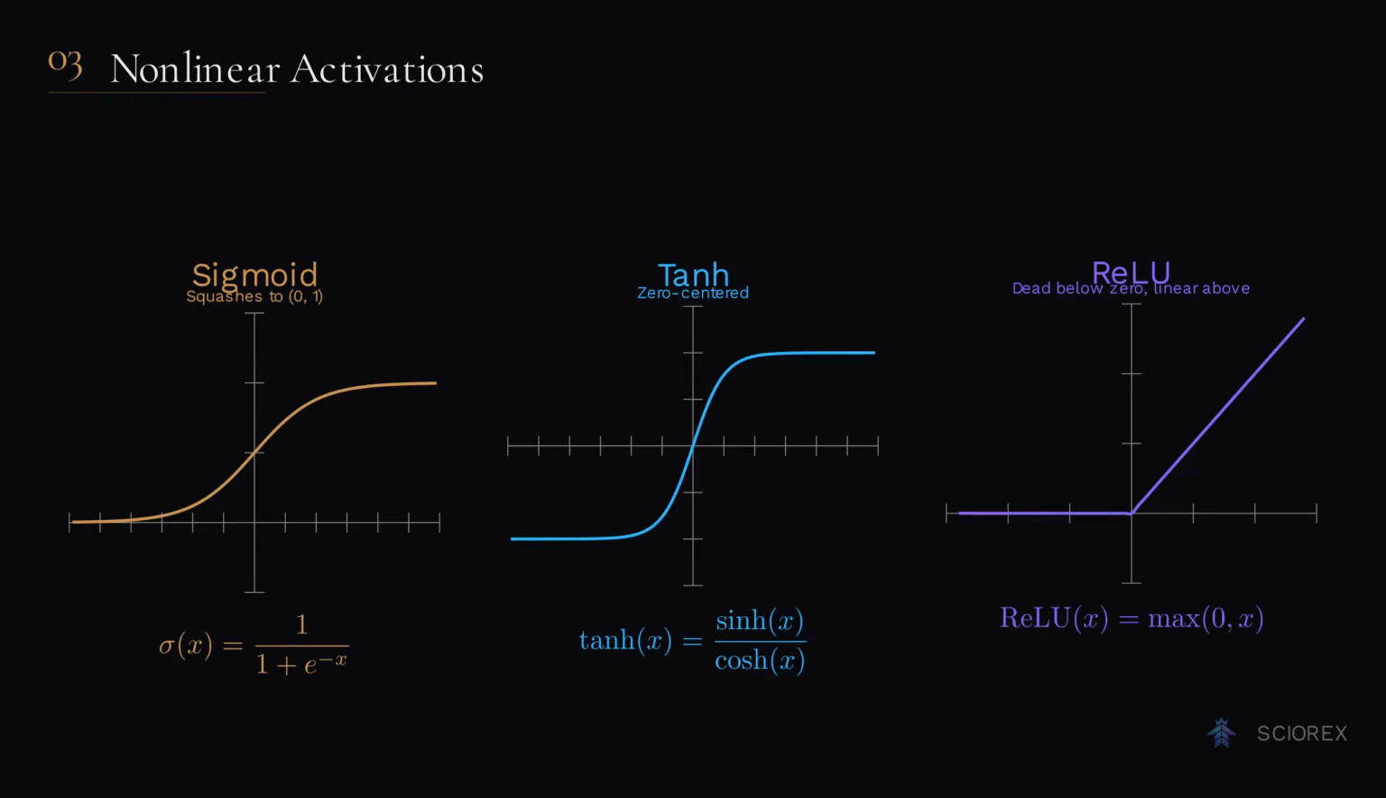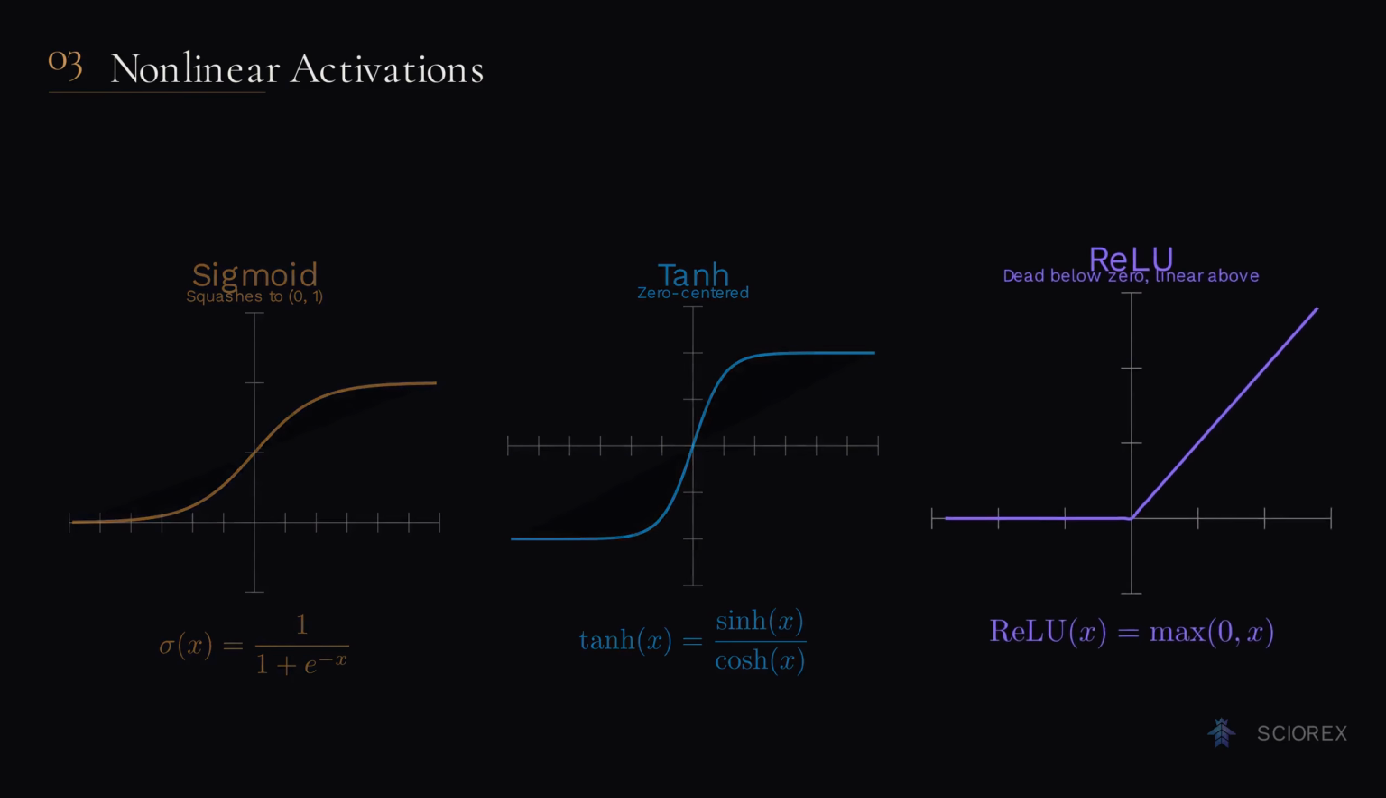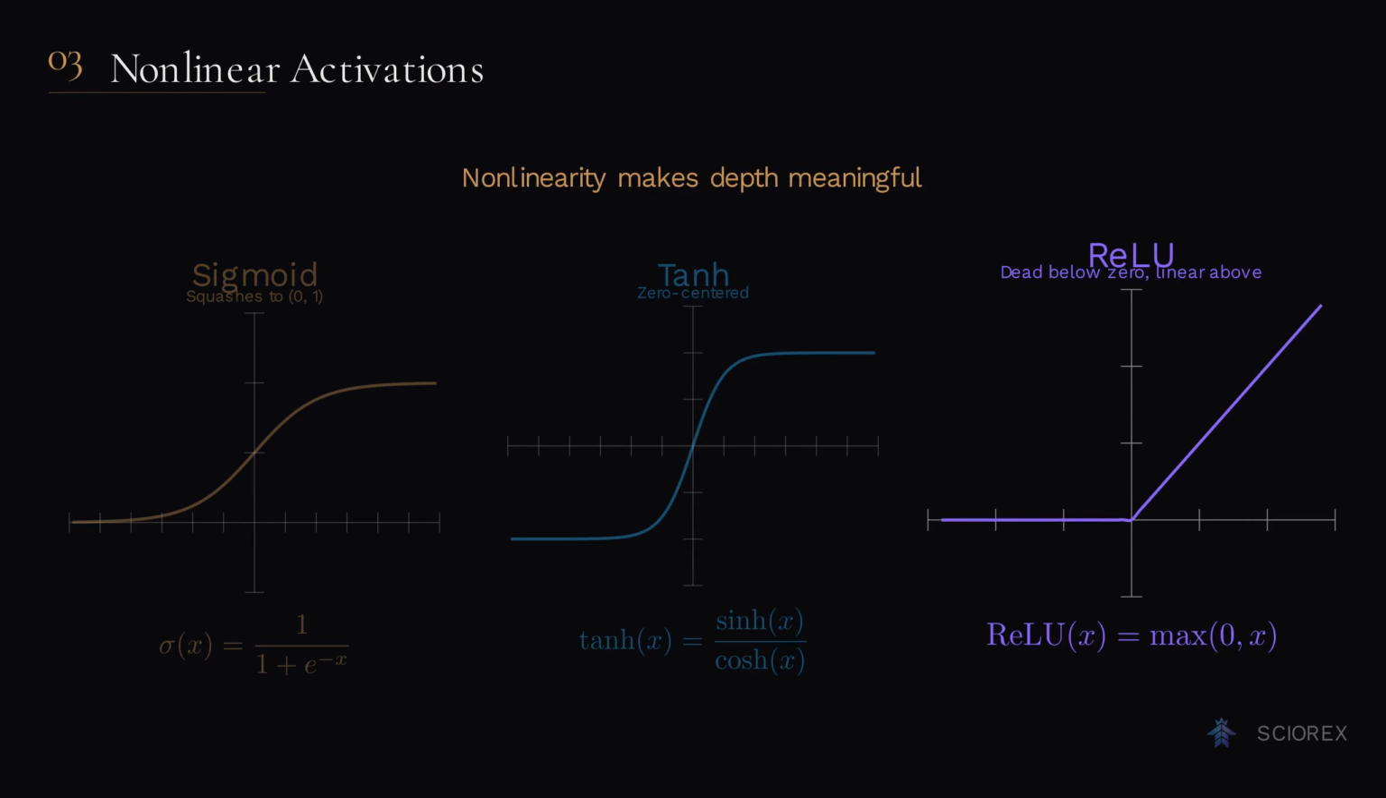Other activations exist. Sigmoid squashes everything to between 0 and 1. We saw it in episode 2. Tanh squashes to between -1 and 1. ReLU became dominant because it's simple, fast, and avoids a training problem called vanishing gradients that we'll cover in episode 4. The specific choice matters, but the core principle is always the same. Nonlinearity makes depth meaningful.